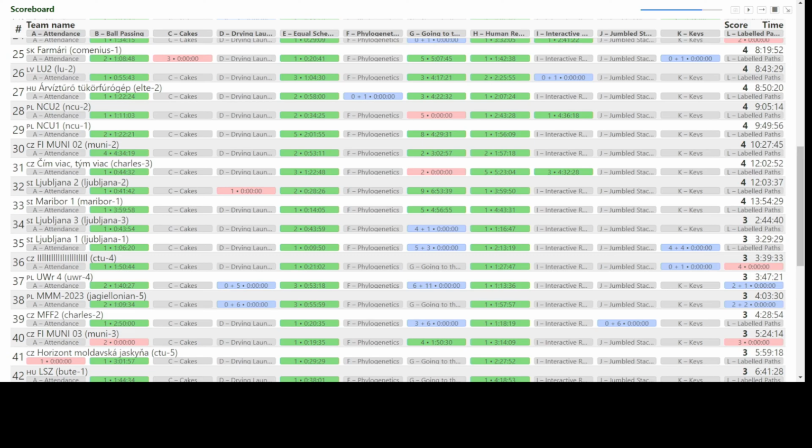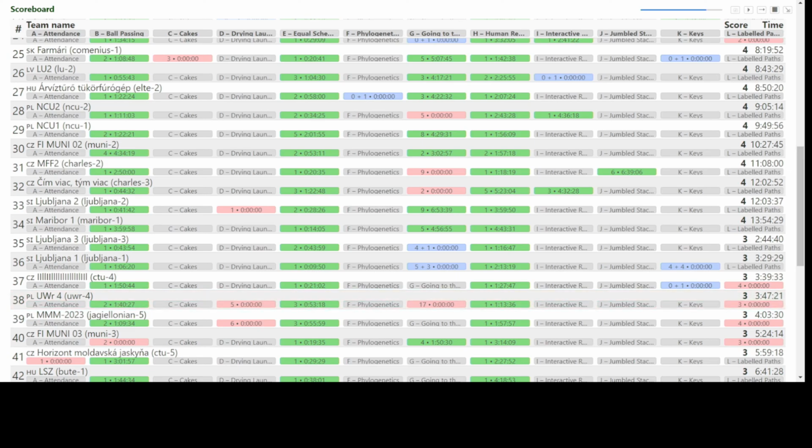Charles 2, 6 attempts at going to the moon. Nope. Problem J. Yes. Jagiellonian 5, 6 attempts at drying laundry. Nope. And 2 attempts at labeled paths. Also no. We have University of Wrocław 4, 5 attempts at drying laundry, 11 attempts at going to the moon. Most persistent team with 17 attempts. Did they manage to solve the problem after that? No. 1 attempt at L. Also no.